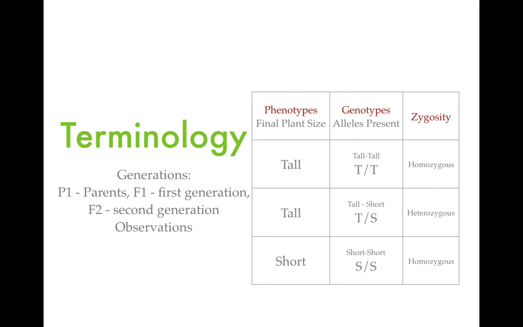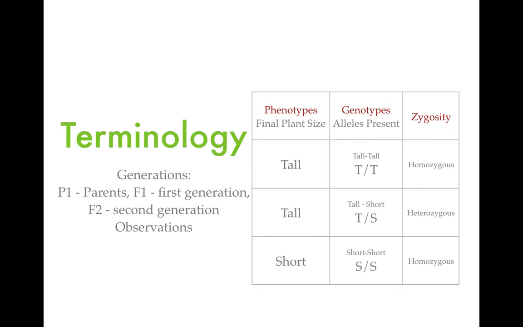Let's start with phenotypes. Phenotypes are descriptions of a trait. So if we're talking about plant size, it turns out we have two possible phenotypes in pea plants. You can have a tall pea plant or you can have a short pea plant. There are no medium pea plants. That phenotype is determined by the genotype of the adult plant.